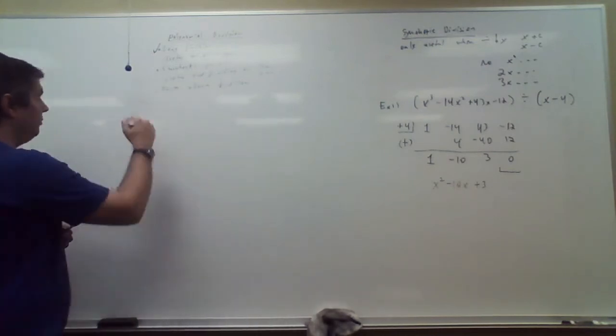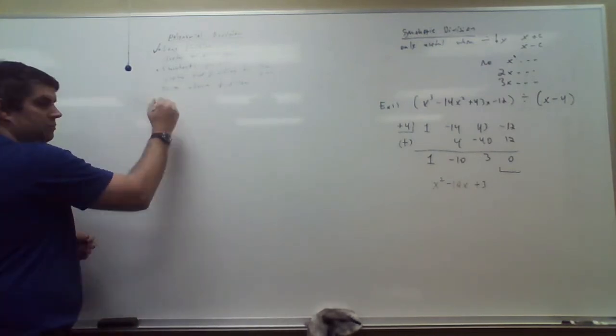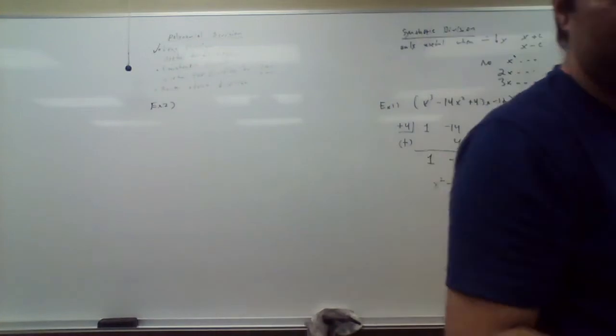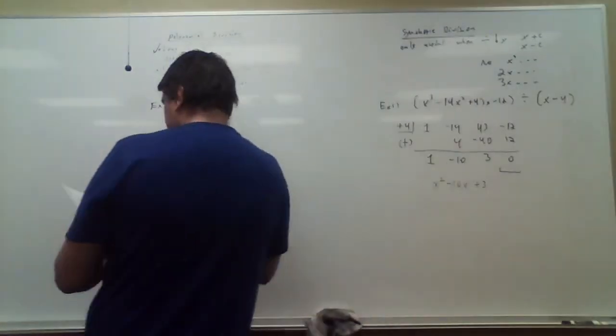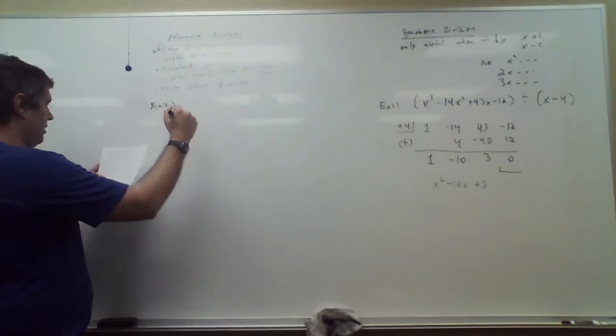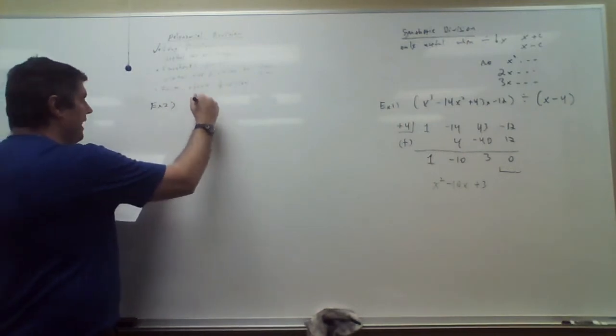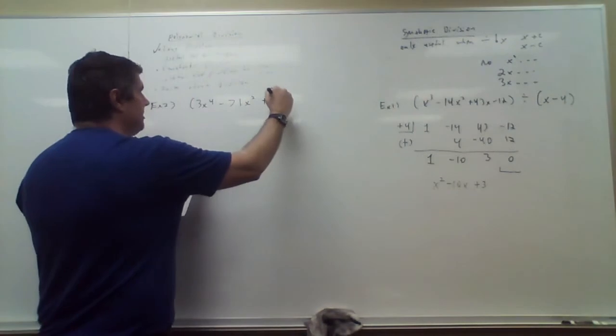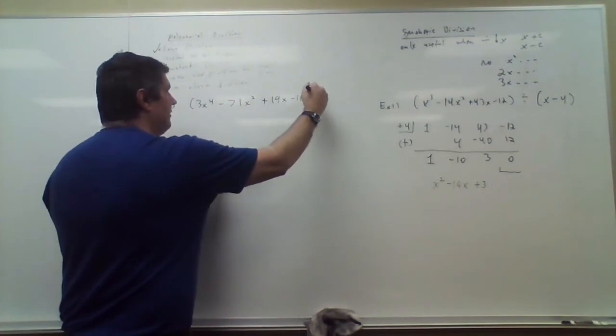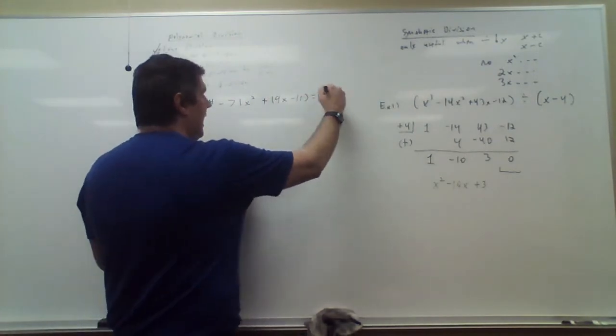Okay, example 2. A synthetic division. Three x to the fourth minus 71x squared plus 19x minus 11 divided by x plus 5.